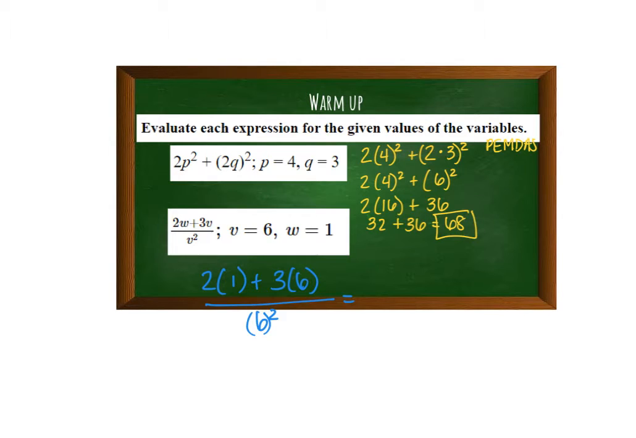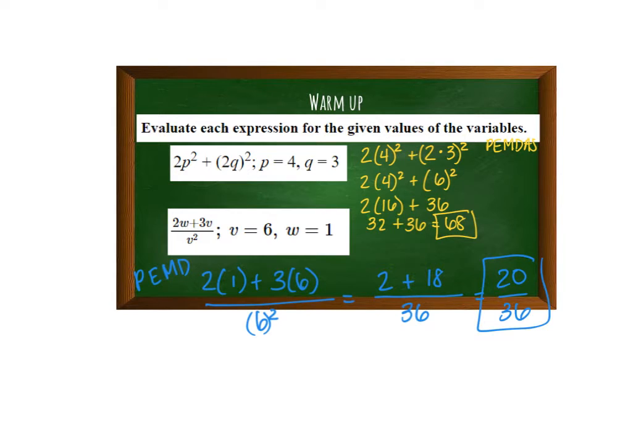So we've got 2 times 1. Well, first of all, parentheses. Everything in the parentheses is simplified. There are no exponents. Multiplication and division. I see multiplication here. 2 times 1 is 2, plus 3 times 6 is 18. Okay? On the bottom, parentheses, everything in the parentheses is simplified. Exponents, 6 squared is 36. And so this is 20 over 36.